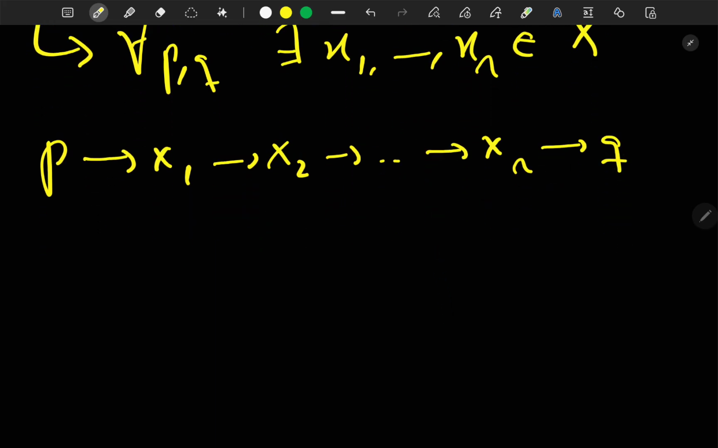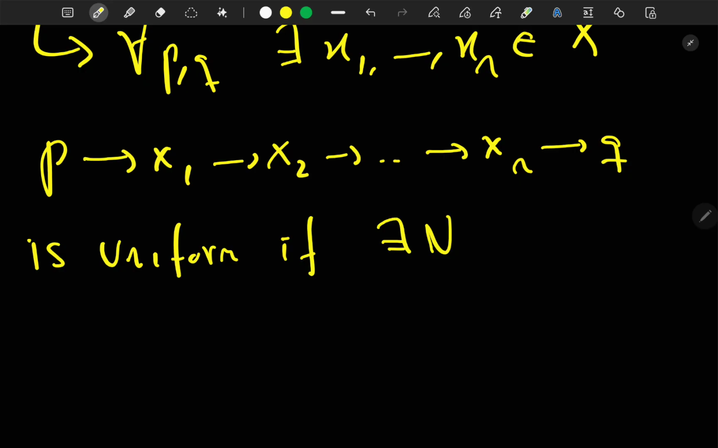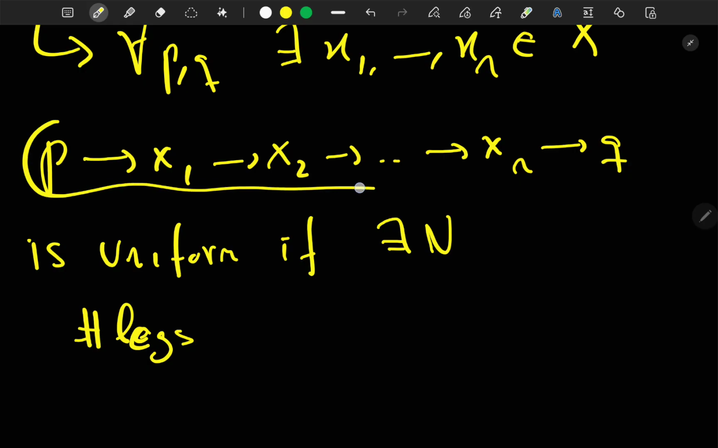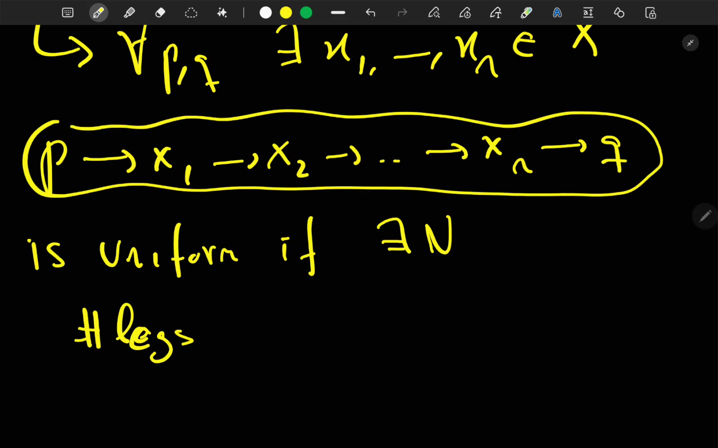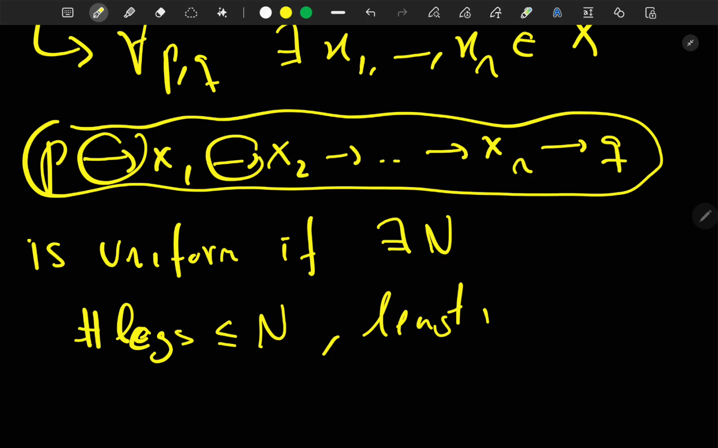We say that the accessibility is uniform if there exists some number n such that the number of legs on this sequence of paths is less than n, and the length of each one of these paths is also less than n. Okay.